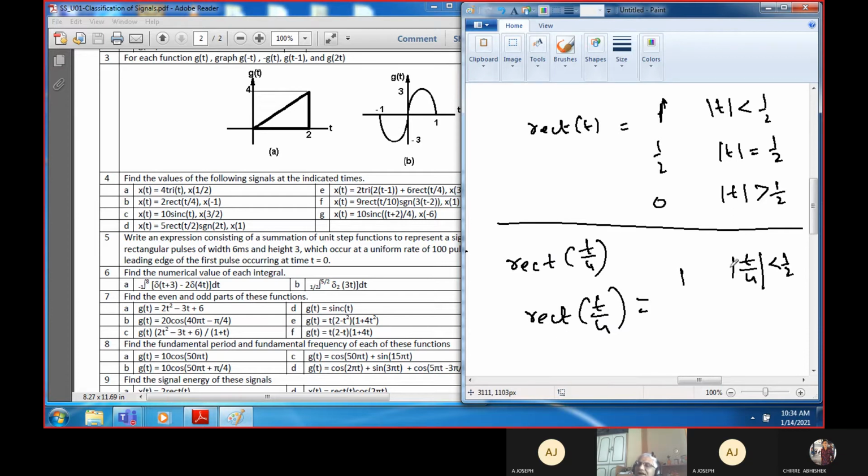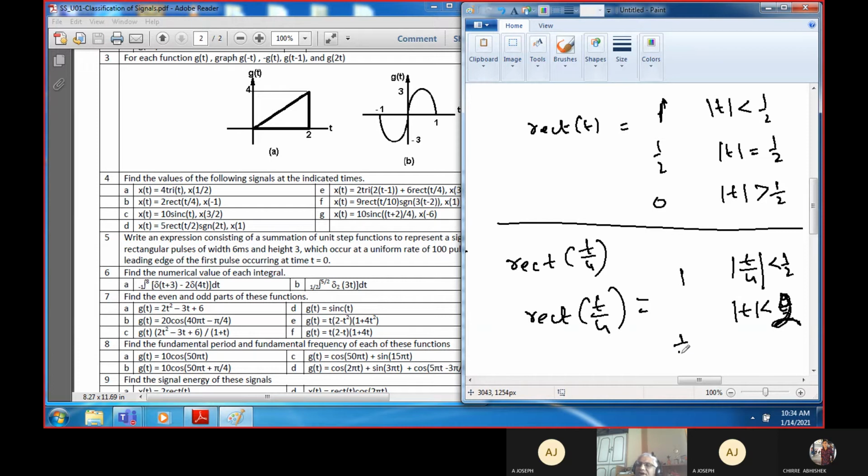Mod t by 4 less than half. If you want to write in terms of t, you can take this 4 on the other side. Then what will happen here? This will become mod t less than 4 by 2. Is it not? Yes or no? So mod t less than 4 by 2. So that means it will become 2. So mod t less than 2. Now you can see it is changing.